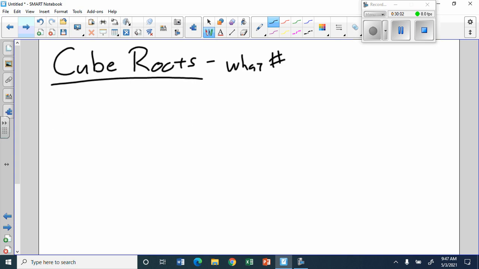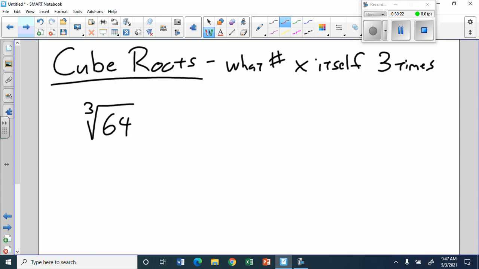What number times itself 3 times? So when I look at my cube root of 64, just a reminder, this number here is the radicand. This number here is called the index. And the sign is called a radical.